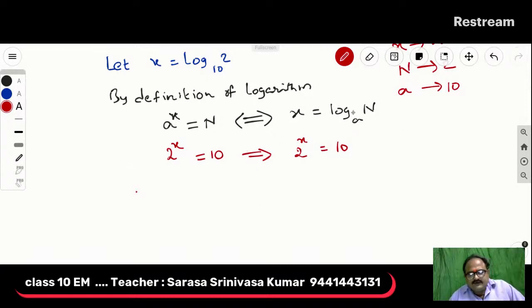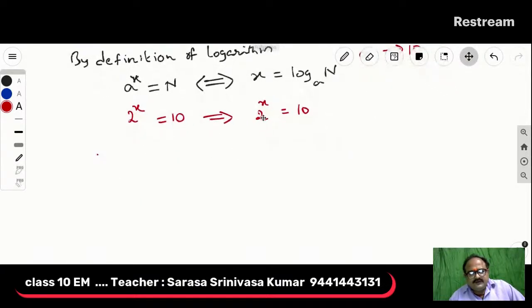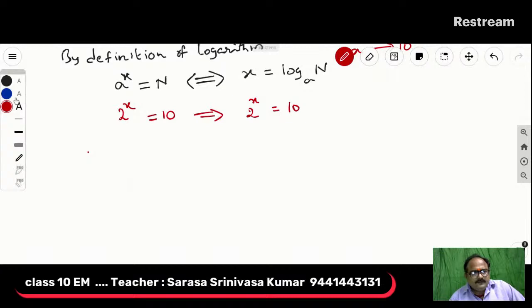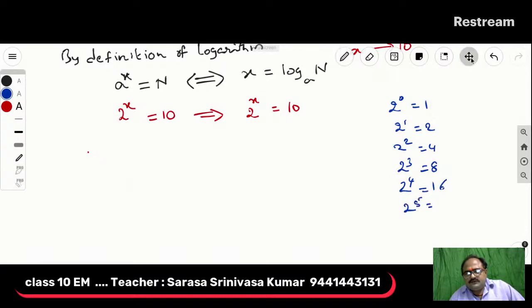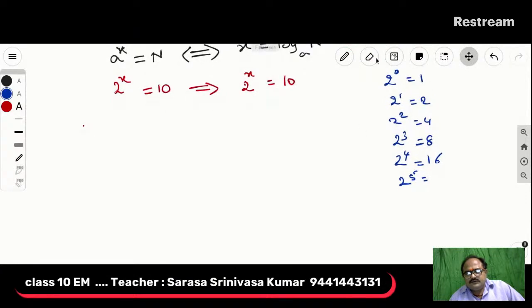Here let us consider some examples for 2. 2 to the power of 0 equal to 1. 2 to the power of 1 equal to 2. 2 square equal to 4. 2 cube equal to 8. 2 to the power of 4 equal to 16. 2 to the power of 5 equal to 32.